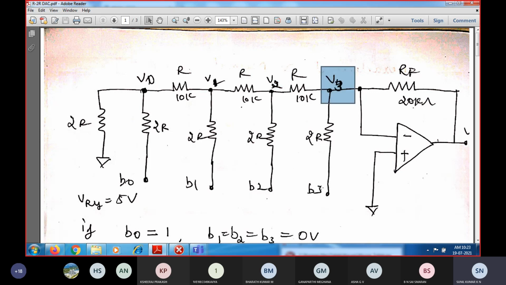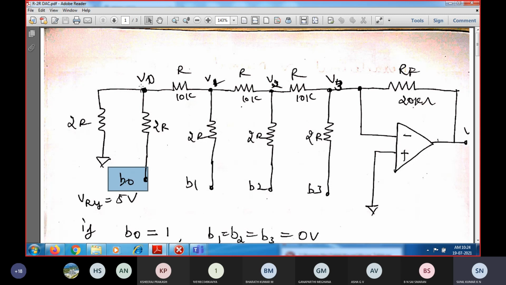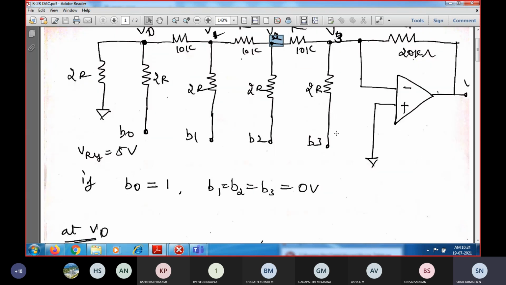So this is nothing but B3 by 2R, B2 by 4R, B1 by 8R, B0 by 16R that you will be getting. We can see this here. First we need to find out the corresponding node voltage across here, and then correspondingly we can sum up all these voltages to get the final output voltage.